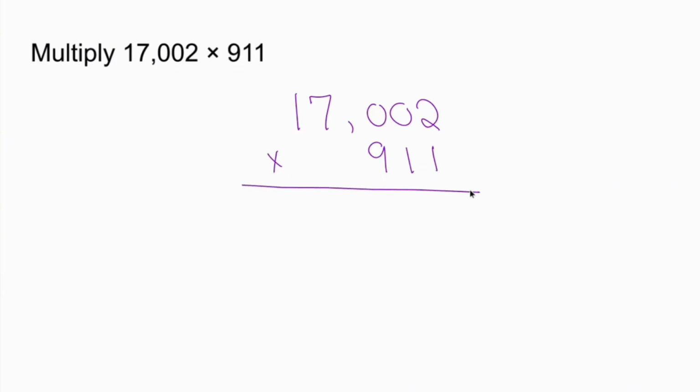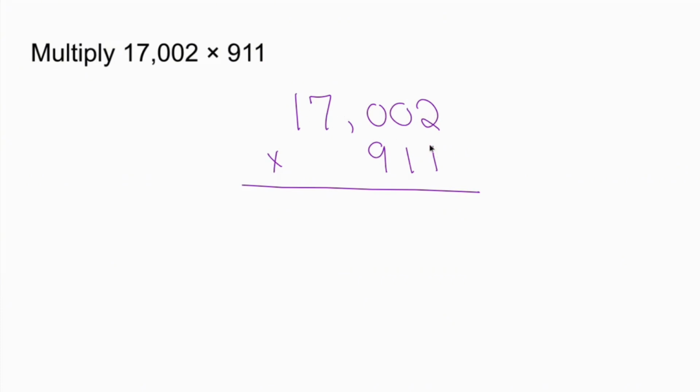Multiply 17,002 times 911. So I'm going to set this up using the regular old algorithm. Always put your number on the top. It's just easier that way, in my opinion. So we're going to do 17,002 times 911, just like that. Now this is a 5-digit number times a 3-digit number. What I'm going to do first is go to the bottom number and multiply the number in the ones place value to everything up here going right to left.